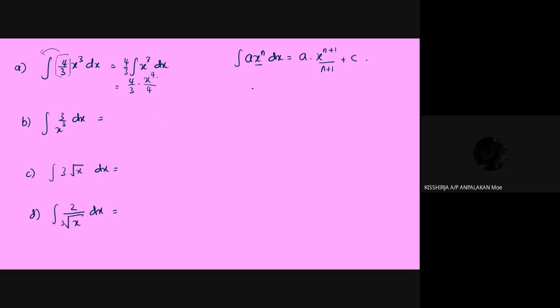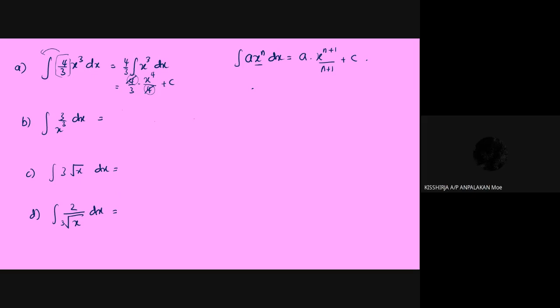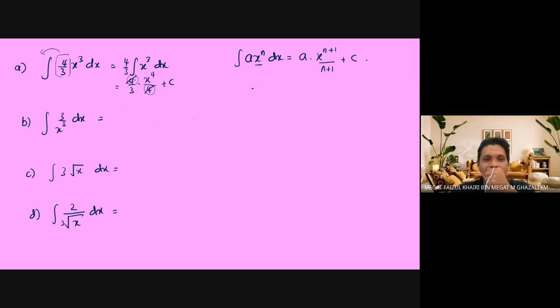Get it? So now plus c. This 4 divided by itself 4. What's left now? 4/3 divided by 4 equals 1/3, right? Yes. So 1/3 x to the power of 4 plus c. Okay, what about this? A constant.